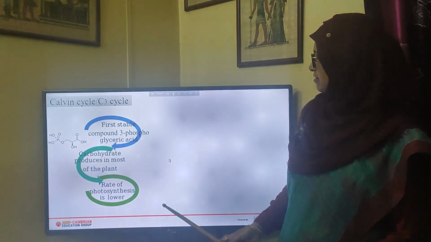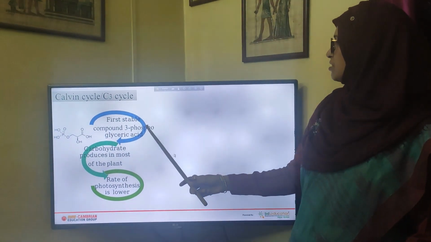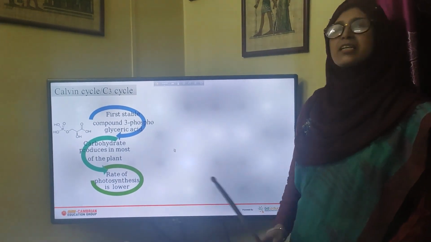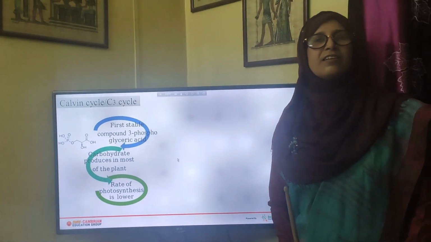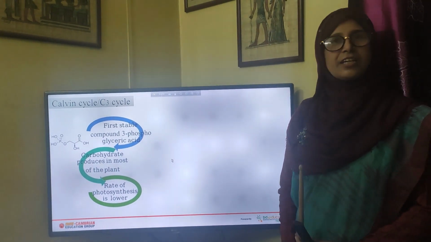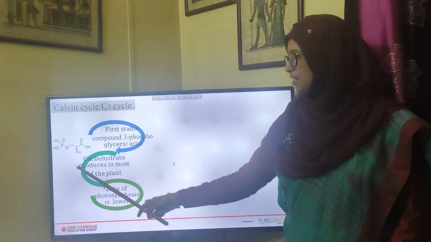Calvin, Bassham and Benson, three scientists, discovered this cycle, and in 1961 Calvin got the Nobel Prize for this C3 cycle, and according to Calvin, this cycle is also known as the Calvin cycle. What happens in this process? The first stable compound is 3-phosphoglyceric acid, and according to this, the cycle is known as the C3 cycle. This is the structure of 3-phosphoglyceric acid.